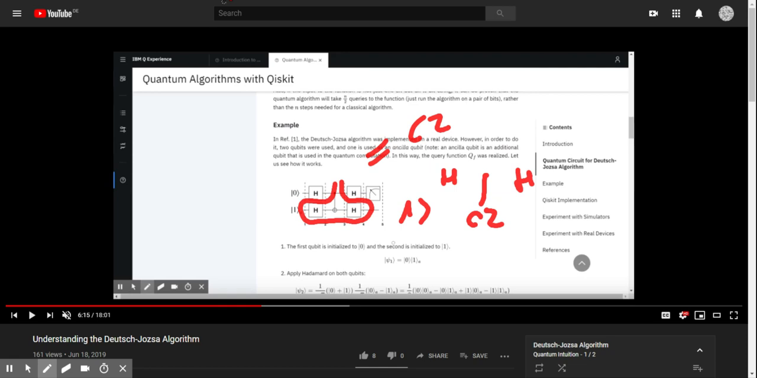The concept here is you're using that as a way to create a sort of destructive interference in case the output is always constant, or in case the outcome is balanced. Destructive interference, exactly.